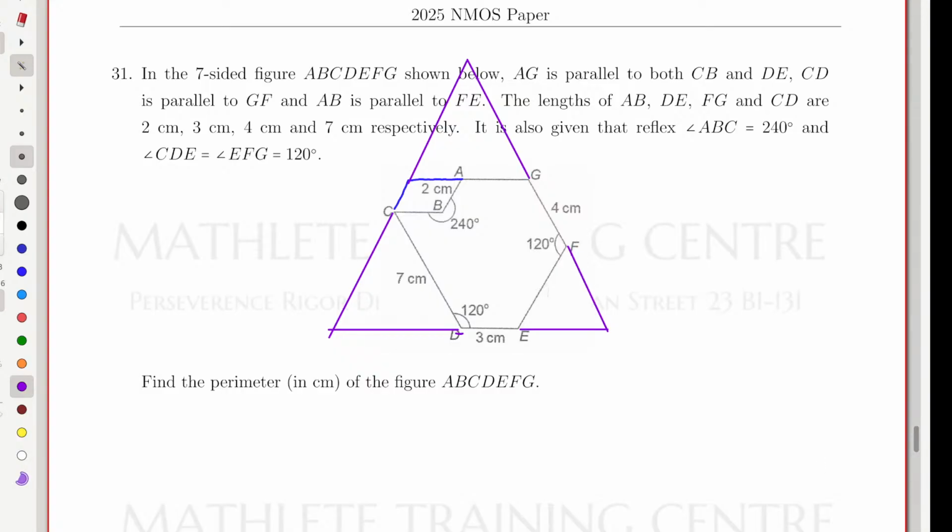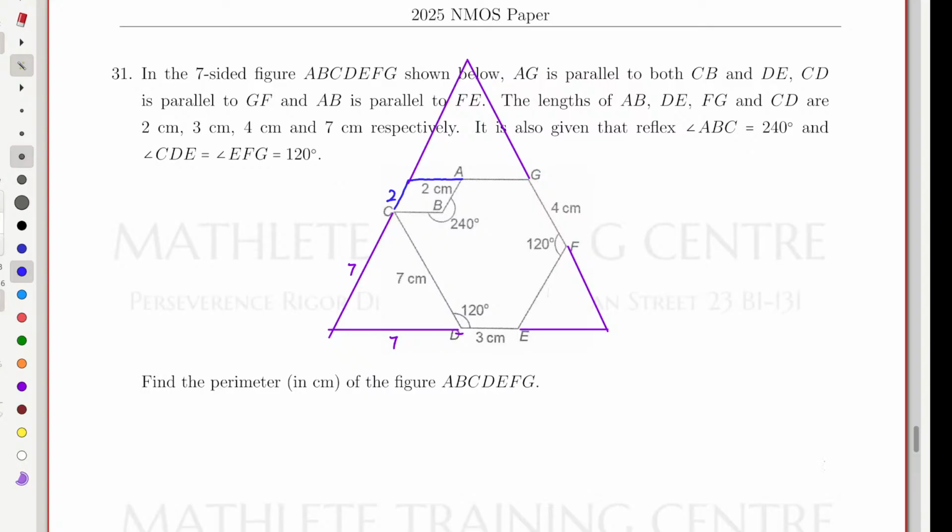So for these equilateral triangles, I know a few things. I know that the 7 cm on the bottom left tells you that this is 7 and this is 7. I know the 2 cm of AB tells you that this is 2. I know that the 3 cm is just 3, and then I know the 4 is on the right. So then, how do I find out the length of each of them?